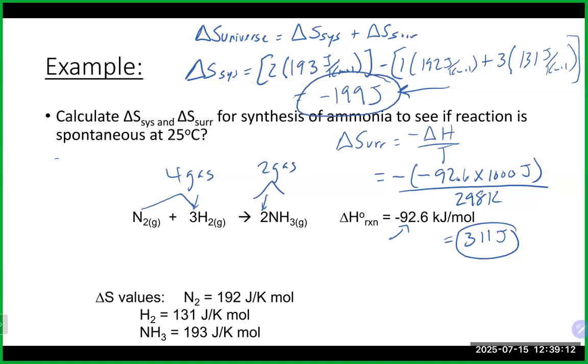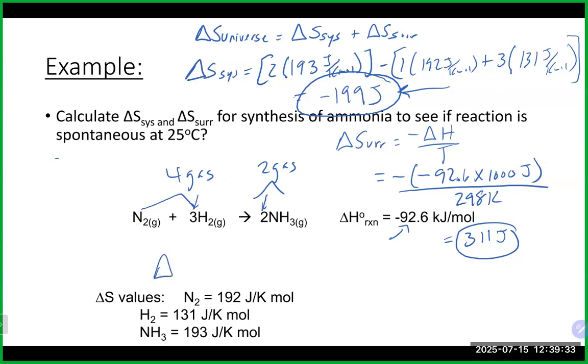That also makes sense. We're at 25 degrees Celsius, which is kind of a normal temperature. This is an exothermic reaction, which means the system's giving off energy to the surroundings, and we would expect the surroundings to pick up that energy and cause a lot more disorder and a positive value for the surroundings entropy.